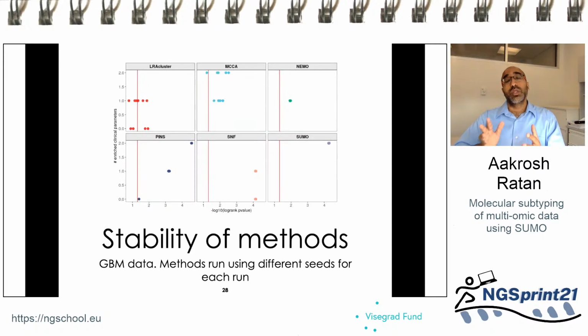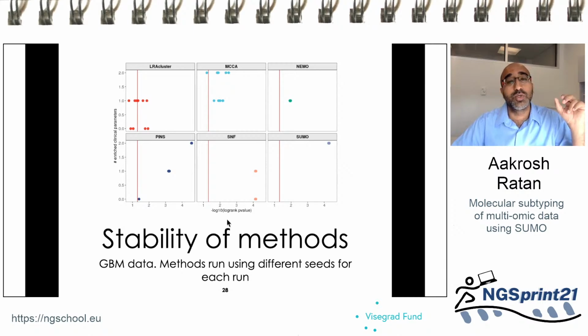The one thing that we were interested in was the ability, or we wanted the method to be stable, right? So let's say you run this method 10 times on the same data set. Ideally, you would expect to get the same answer. And that is true for some methods. So for example, NEMO always gives you the same answer. So we are looking here at glioblastoma data. So it's the same data set from the benchmark.